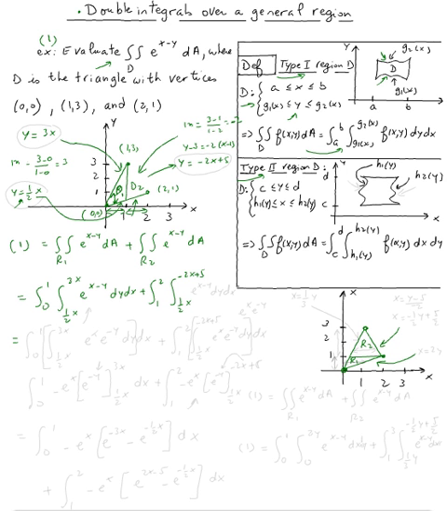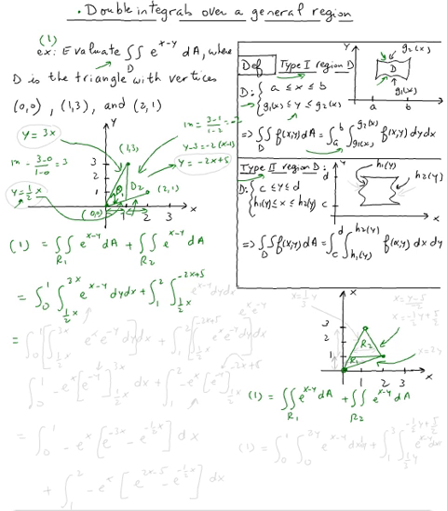Alright, so the double integral will be, it's the same region. Example 1 will be equal to the sum of two double integrals: the double integral over R1 of e to the x minus y dA plus the double integral over R2, same thing, of e to the x minus y dA.